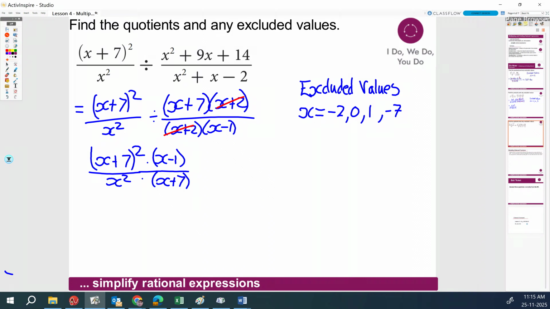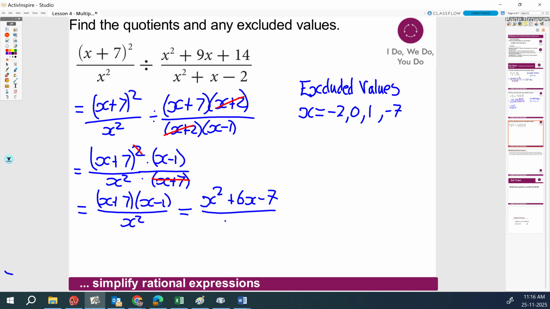So now we can look for any more cancellations. This and this are going to cancel. And we're going to be left with x plus 7, x minus 1 over x squared. Just in case, I never know what the examiner wants, I'll expand that one. It's not going to be too bad. So x squared plus 6x minus 7 over x squared. And we're finished.